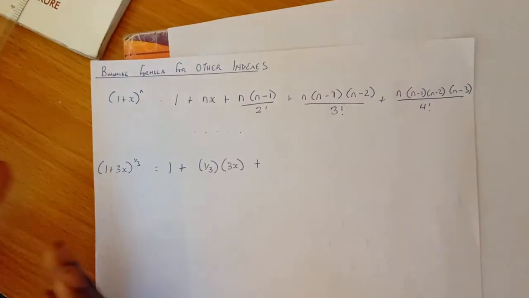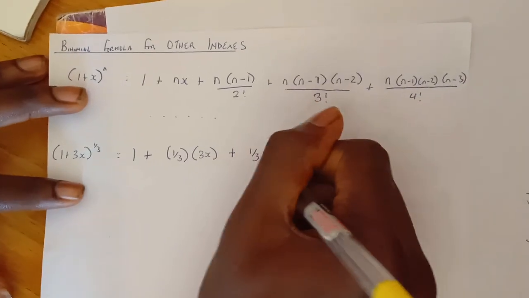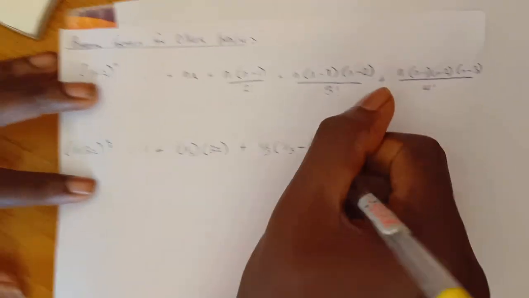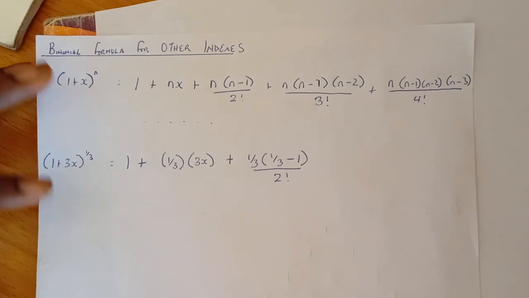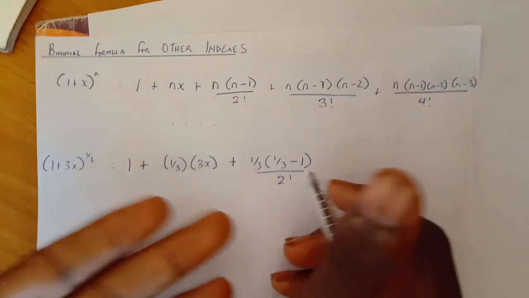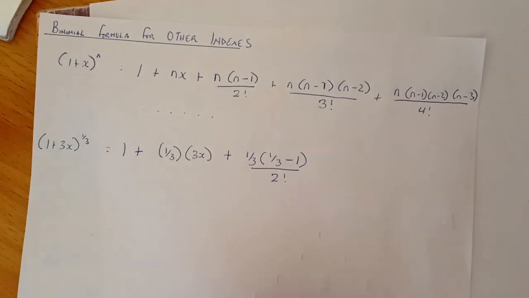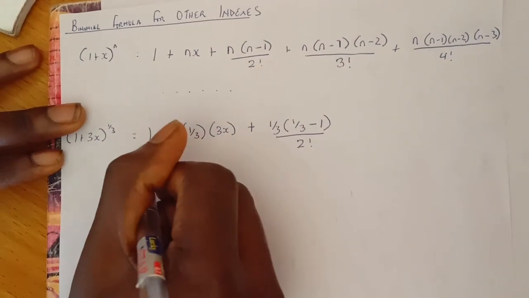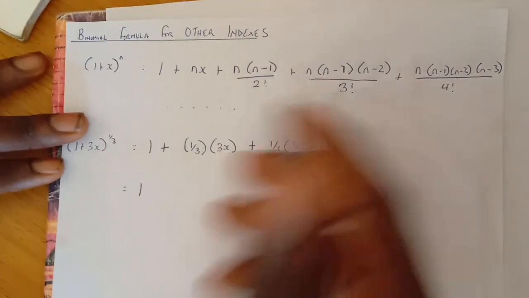plus n minus 1. What is our n? 1 over 3. 1 over 3 subtracted by 1, divided by 2 factorial. And we have to find the second term, so this is where our expansion is going to stop, because we are looking for the second term. If you are looking for the third term, extend to this. Fourth term, extend to this, and the likes of that.